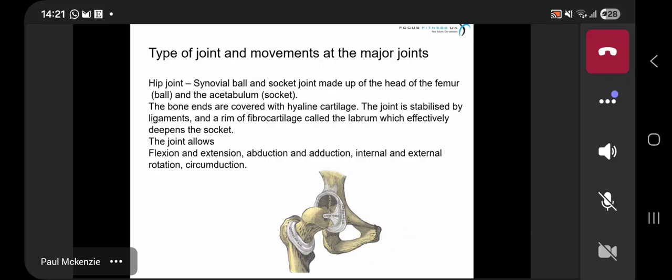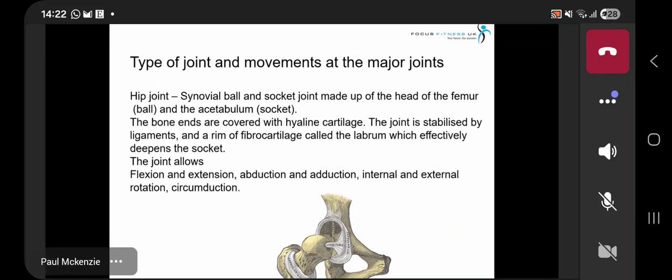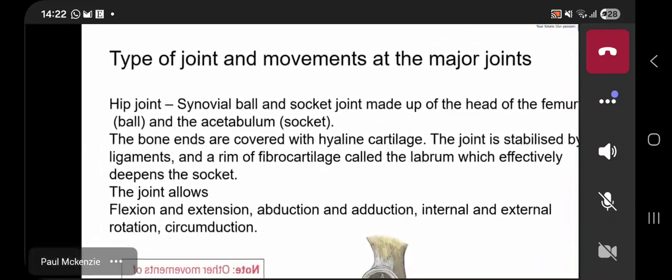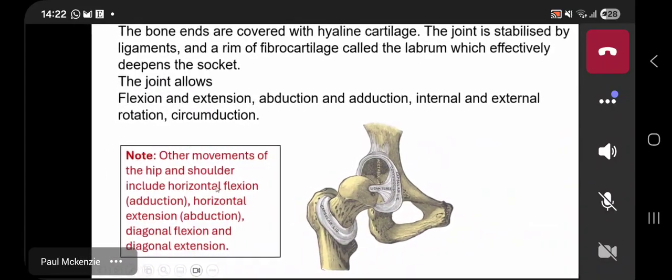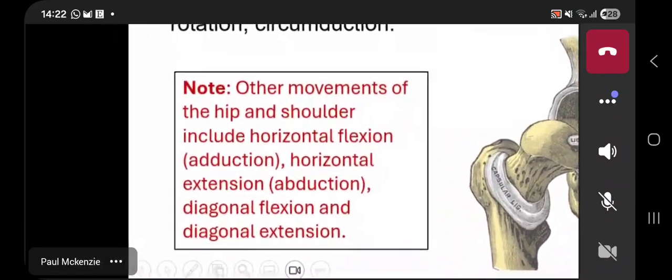So for the shoulder and the hip, they all have exactly the same 9: flexion, extension, abduction, adduction, internal rotation, external rotation, circumduction, horizontal flexion or adduction, and horizontal extension or abduction. So that's all 9 movements, shoulder joint and hip joint. Yeah, I didn't realize I added that as well. So I've added that on. Anything in red that you see when you get this is stuff that I have added.